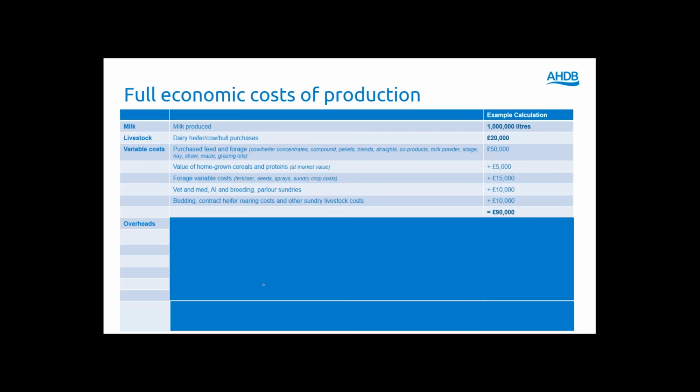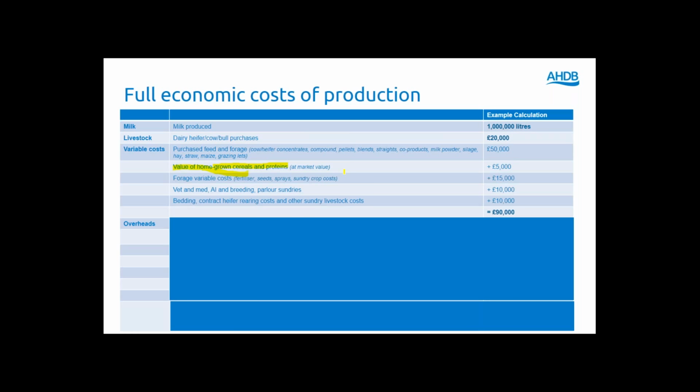So that's all your purchased costs, as well as your value of homegrown cereals and protein. So how would you work that out? Well, basically you take the market value. If you're selling, say, wheat onto the market, what would you get, price per ton, for that? And apply a value to how much you grow. That'll give you the value of that homegrown cereals and proteins.